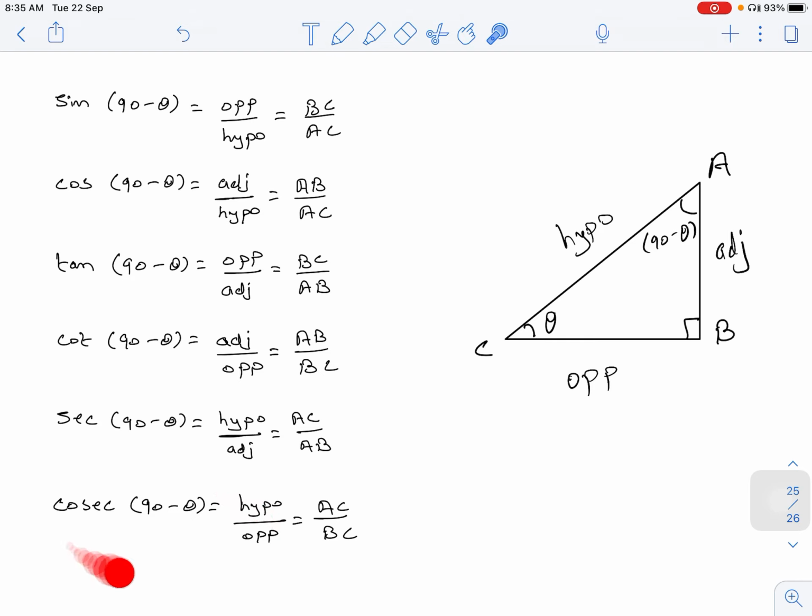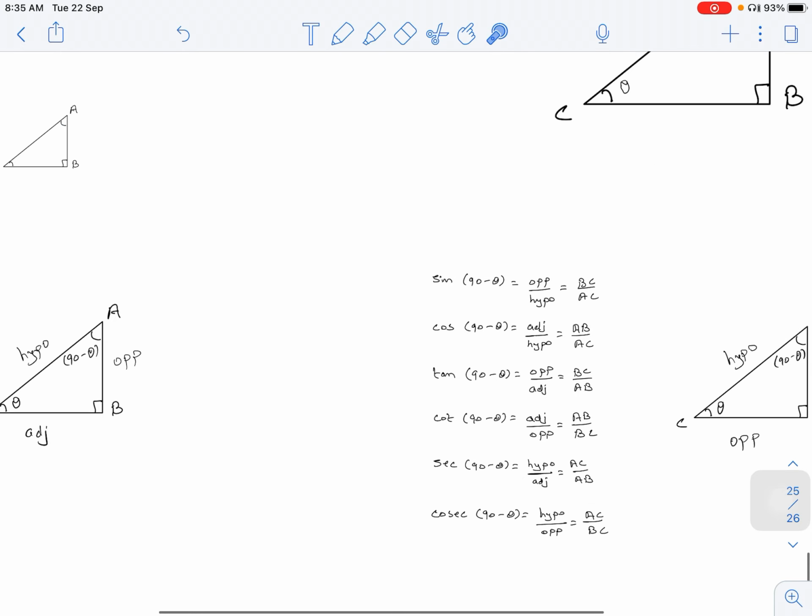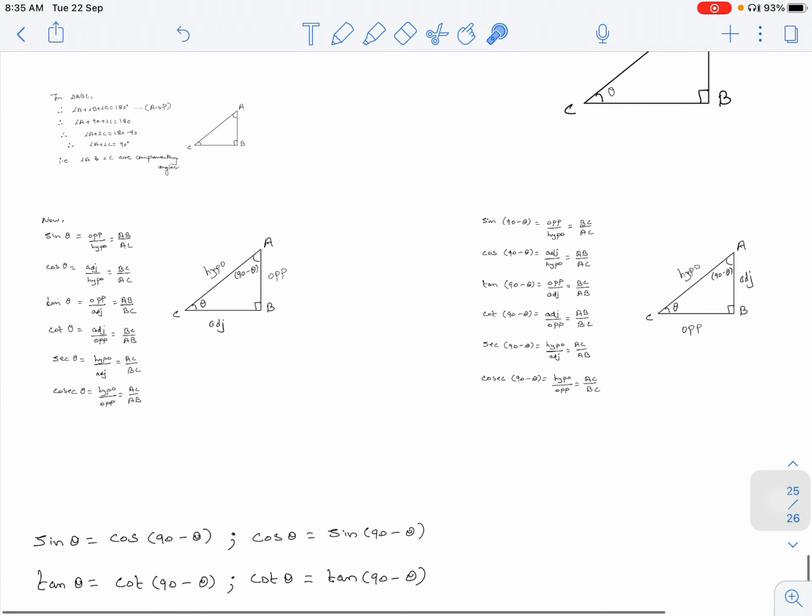And finally we have cosec 90 minus theta. So what is cosec 90 minus theta? That is hypotenuse upon opposite, AC upon BC. Now we have written these ratios for 90 minus theta also, and for theta also. Okay. Now if we bring these ratios together, so let us bring it together now.